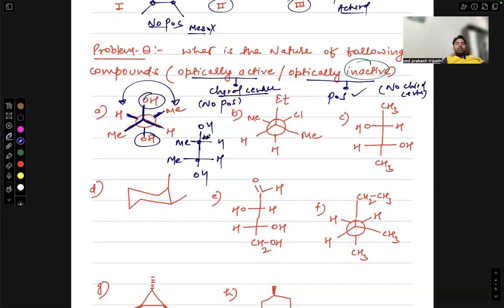And you can see we have two chiral centers, but there is a plane of symmetry. So whenever there is a plane of symmetry, it means it looks like meso, and meso compounds are optically inactive. So this is optically inactive. Make sense?